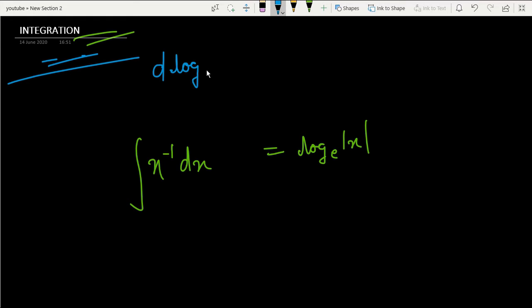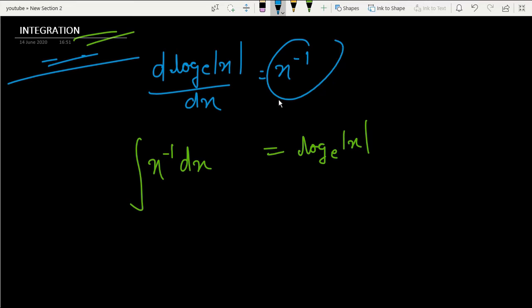Differentiation of log x was x raised to minus 1. And integration of x raised to minus 1 is log x. So integration is the inverse of differentiation. Remember this always in your life. Integration is the inverse of differentiation.